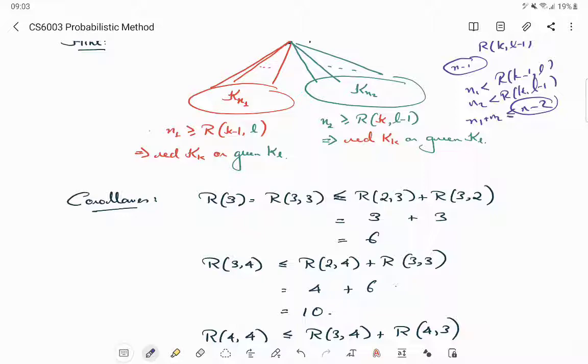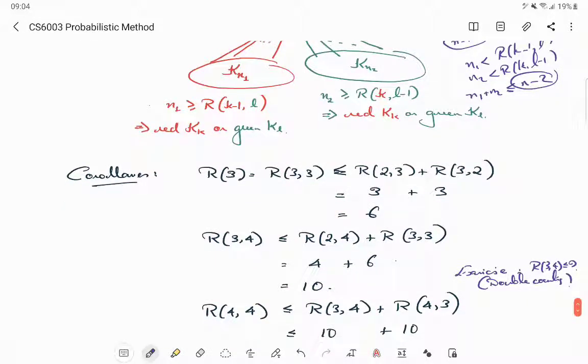Now, once you have R33 and R24, you can calculate R34, which happens to be 10. Actually, there is a very nice exercise to show that R34 is less than or equal to 9, and this is by a parity argument. We know that you cannot have a graph with an odd number of vertices and every degree being odd. So using that you can rule out the possibility of 10 and you will get an upper bound of 9.